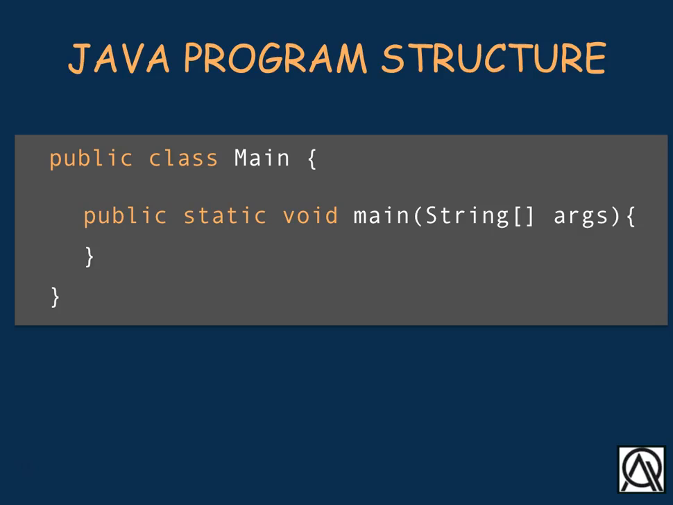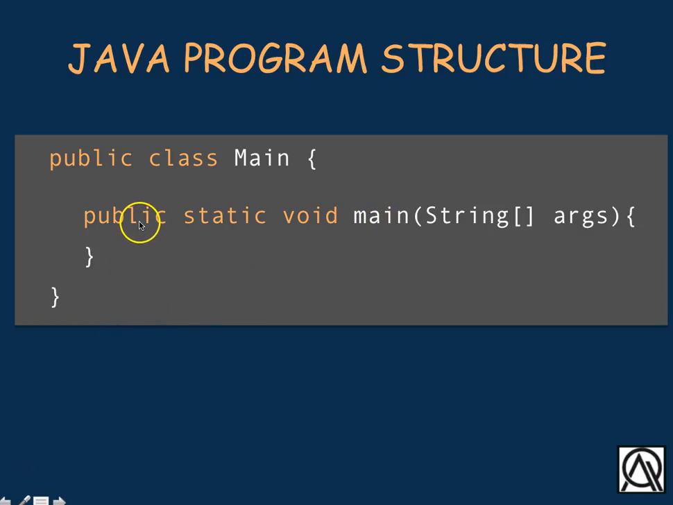Now, what is the structure of a Java program? First of all, we have a class. Each Java program contains at least one class. So have a look here. We have this access modifier. It's public, right? And after that, we are creating a class called Main. And after that, we are putting the braces. So the code of this class is written between the braces. So we write the main method inside of this class right here.